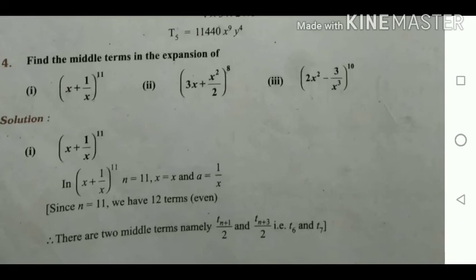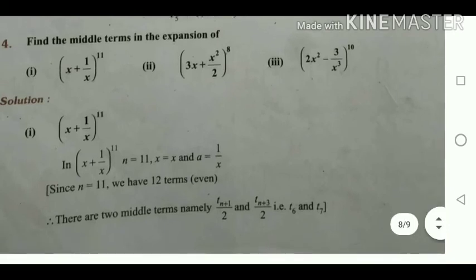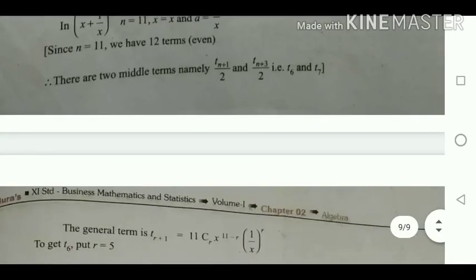If n equal to 8, we are getting 9 terms. In such a case, the middle term is only one, that is the fifth term. So based on the question, you may get two middle terms or one middle term. If n is an odd number, we are getting two middle terms. If n is an even number, we get one middle term. Okay, now we solve this problem.